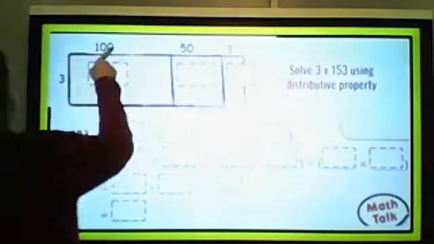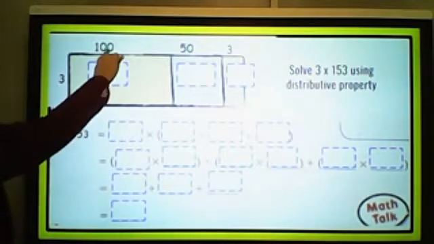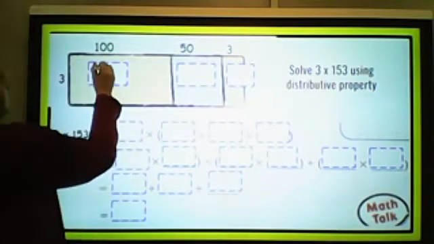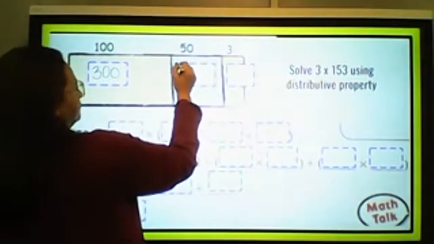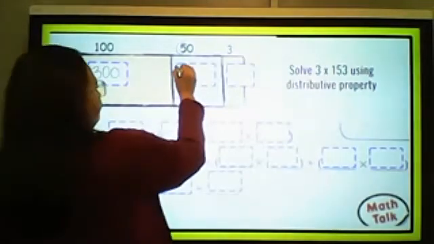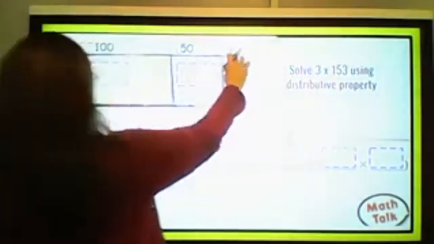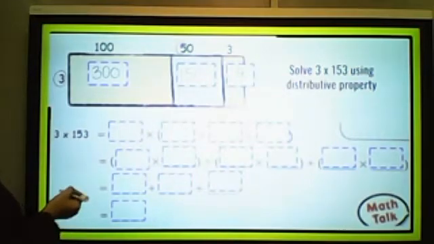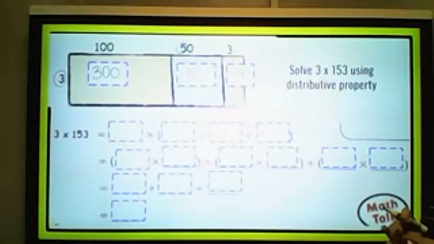Now, inside each of these boxes, I multiply this number times whatever I've written on top. So what is 3 times 100? What is 50 times 3? Remember your basic math fact, 5 times 3, which is 15, and then I'm going to have that 0 on the end. And then 3 times 3, which is 9. Okay? So then to find our final product, we add those 3 partial products together.